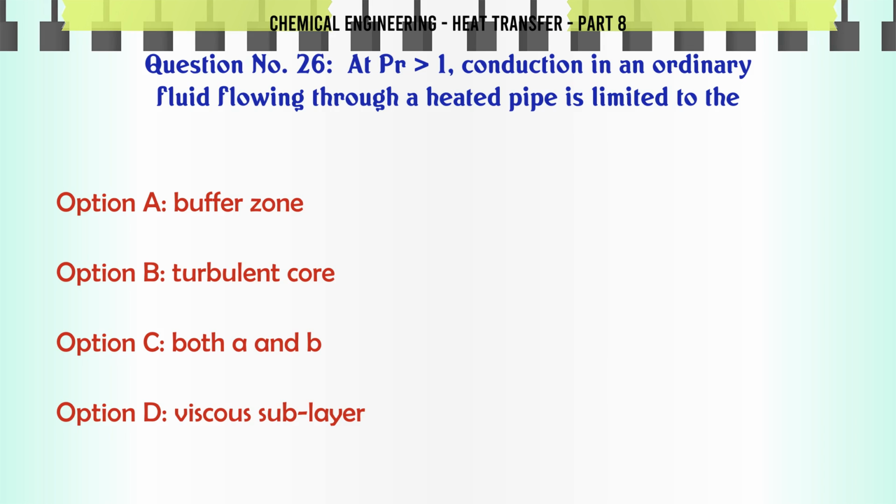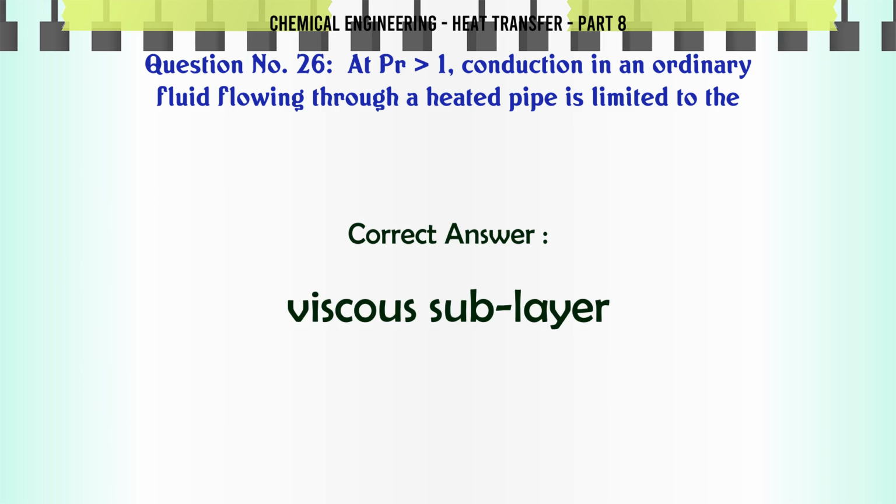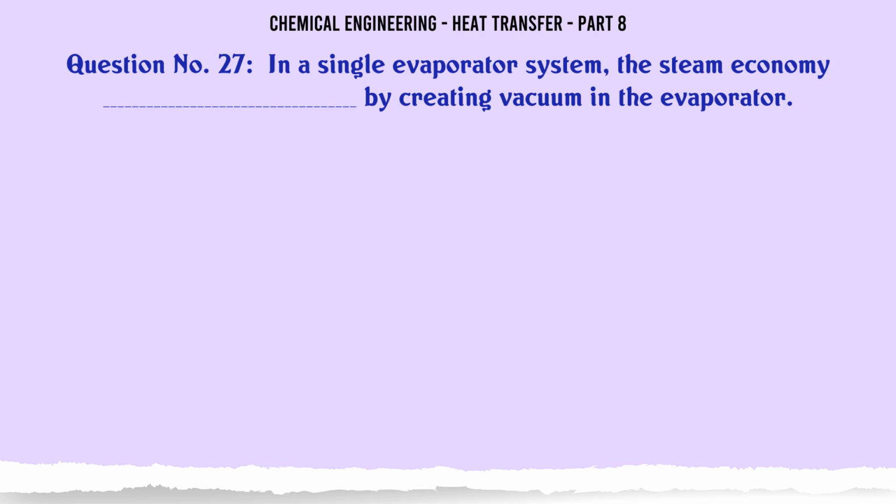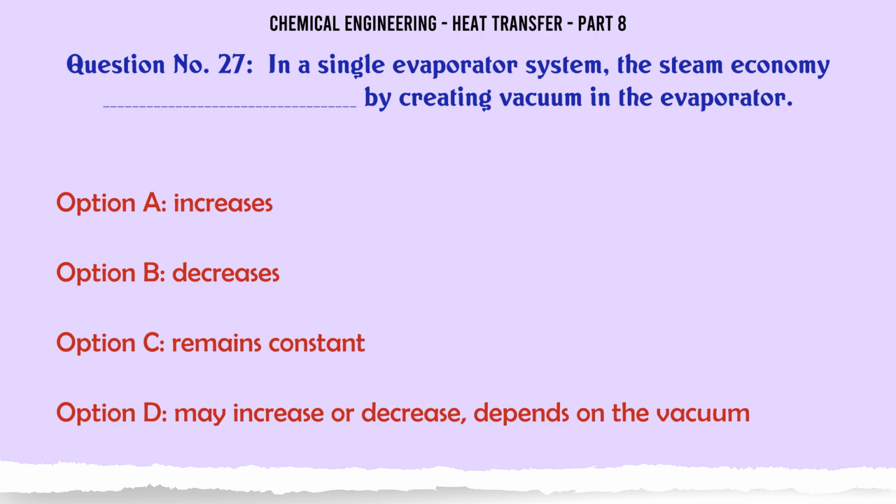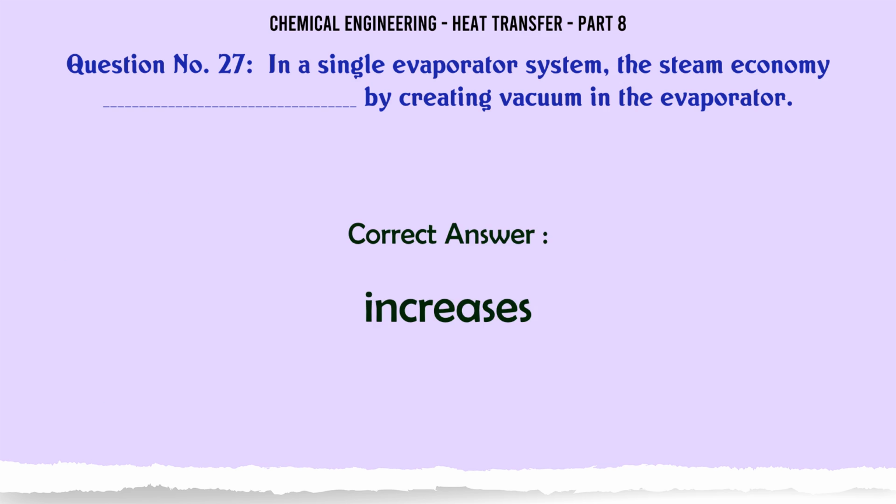Viscous sublayer. The correct answer is viscous sublayer. In a single evaporator system, the steam economy by creating vacuum in the evaporator: A. increases, B. decreases, C. remains constant, D. may increase or decrease depending on the vacuum. The correct answer is increases.